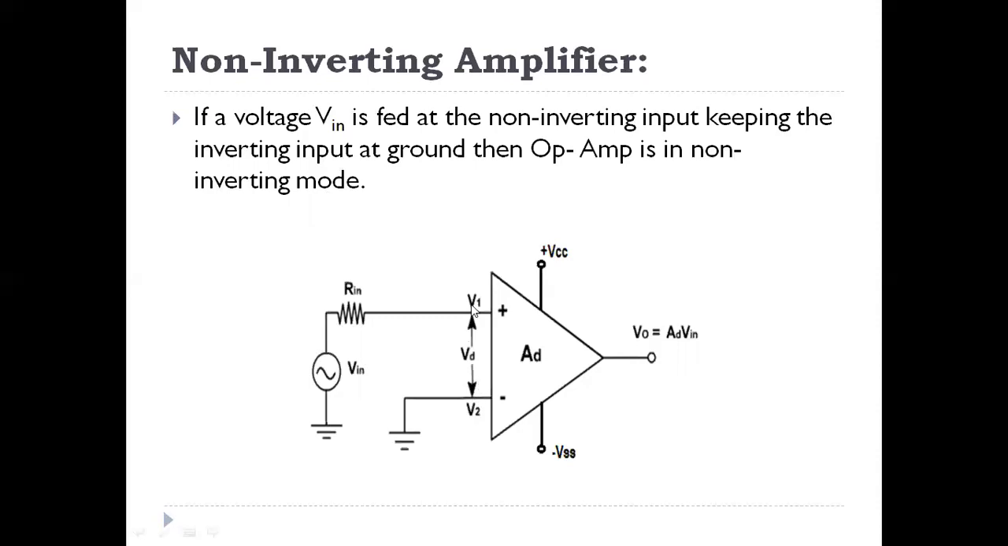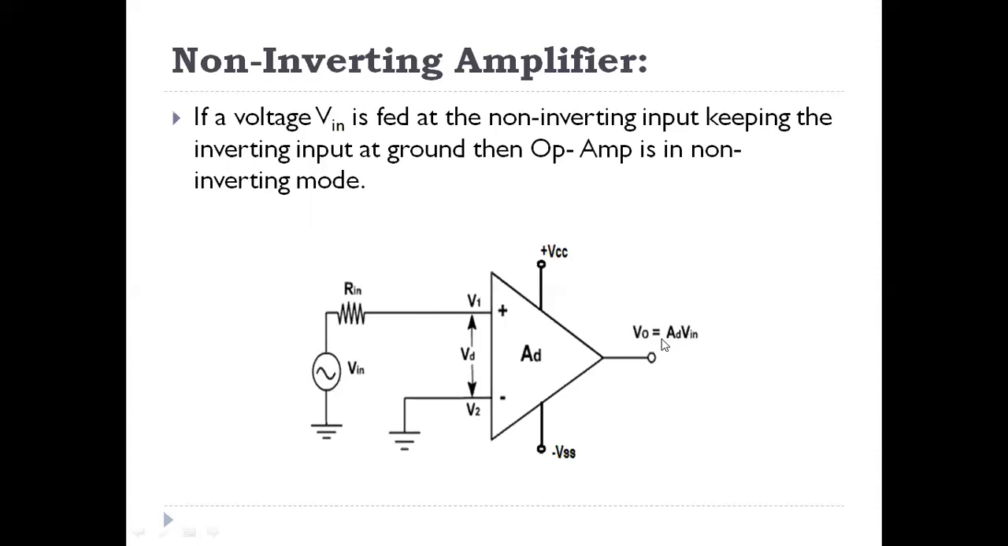So here V1 is Vin, V2 is 0. This is the basic output voltage for the op amp: V0 is equal to AD into (V1 minus V2), where V1 is Vin, V2 is 0. If you substitute those values, we get V0 is equal to AD into (Vin minus 0), so that is AD into Vin. V0 is equal to AD into Vin.